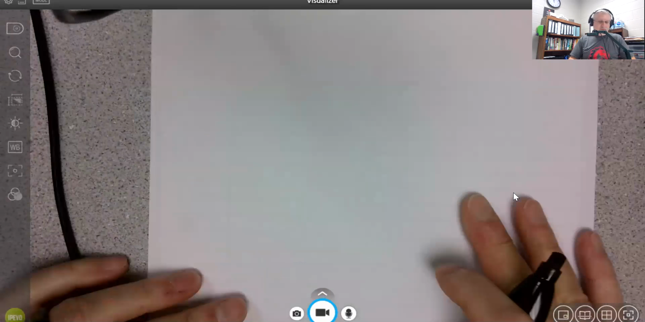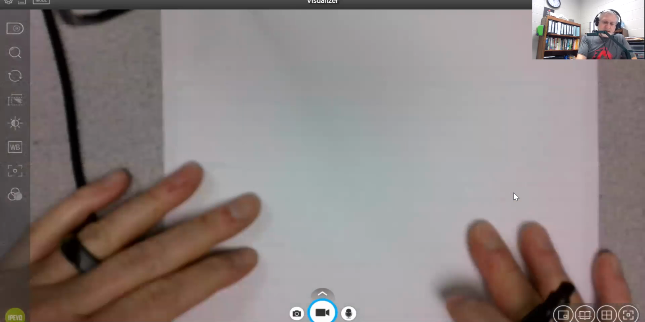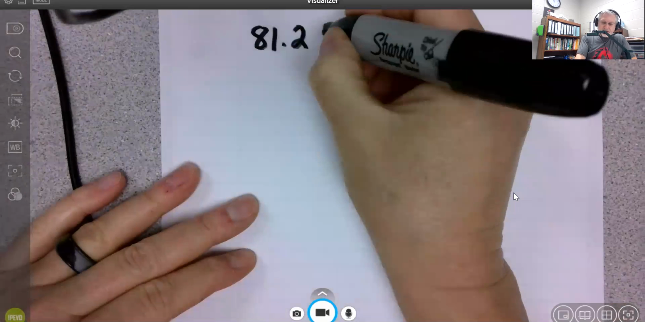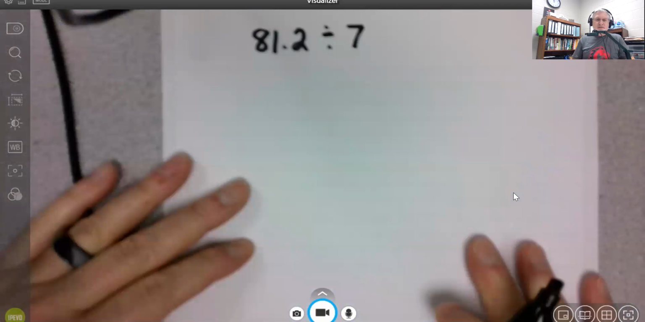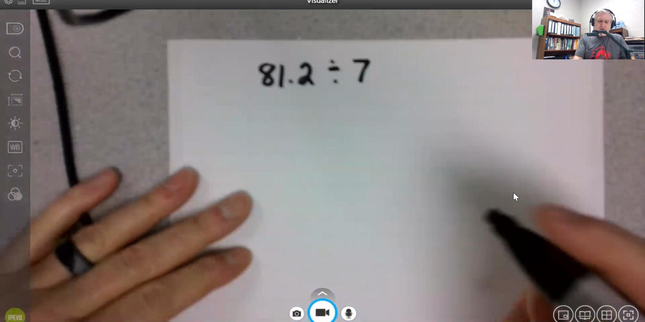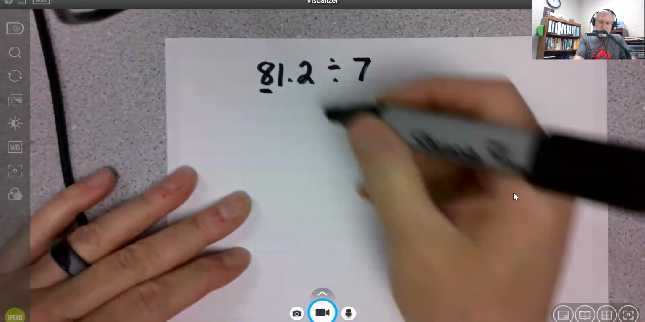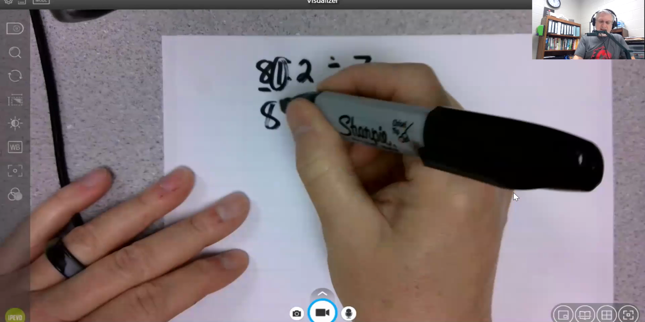All right, we're going to try a second problem. Our second problem is 81 2/10 divided by 7. All right, so I want to round 81. Well, I know that's closest to 80.